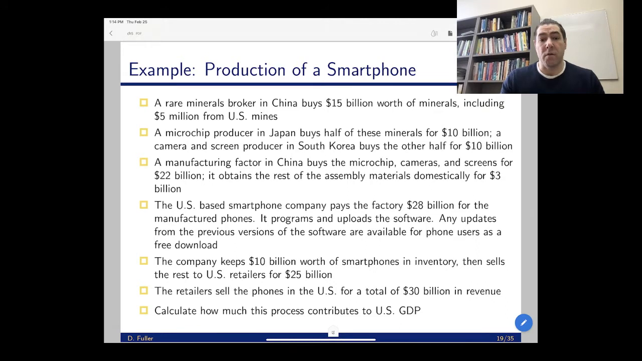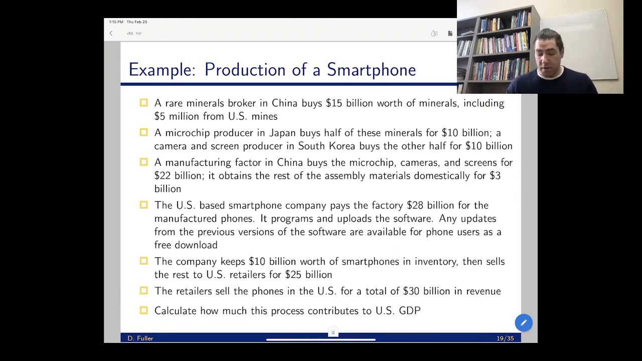Now, if we look at reality, how things work, a smartphone is a great example. The production process for a lot of goods that we purchase is fairly complicated and involves goods and services from a lot of different parts of the world. So, how exactly does that work? Here's an example of producing a smartphone in a fair amount of detail, and I thought we could go through it and try to calculate what is the total contribution to GDP as a result of this smartphone.